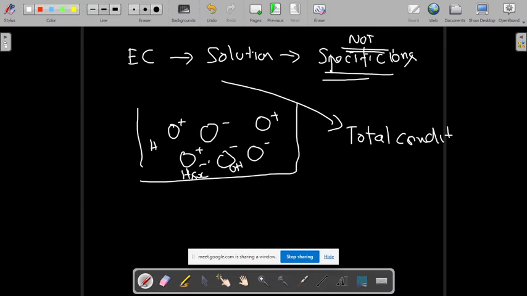It will give you the total conductivity of the solution. That is called electrical conductivity.